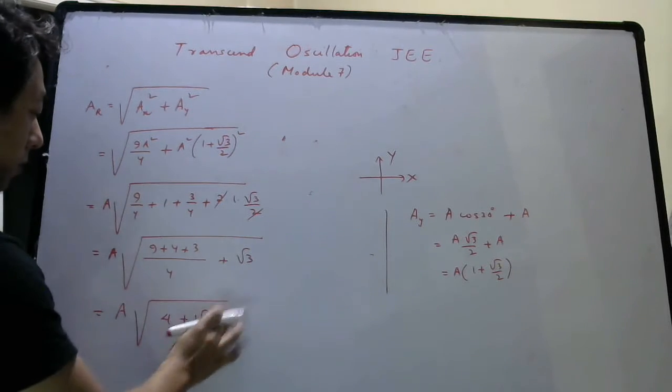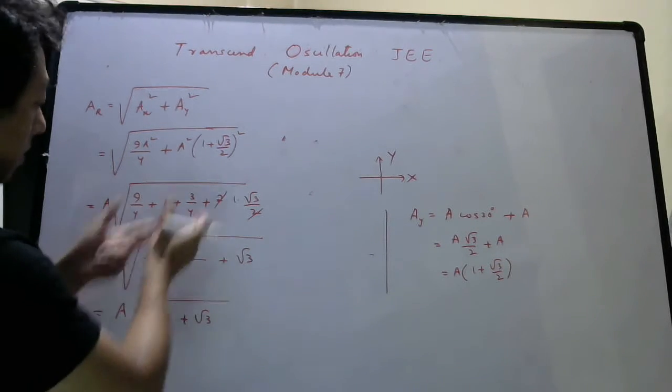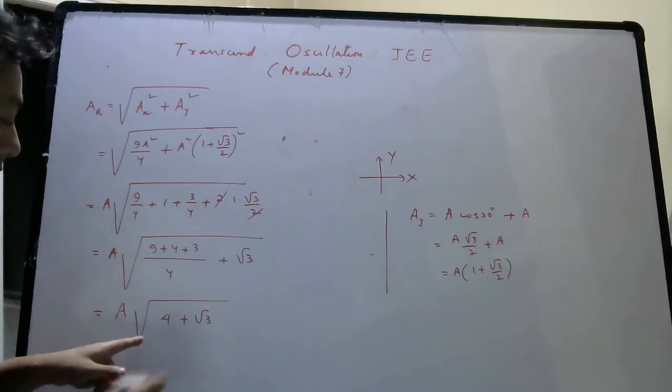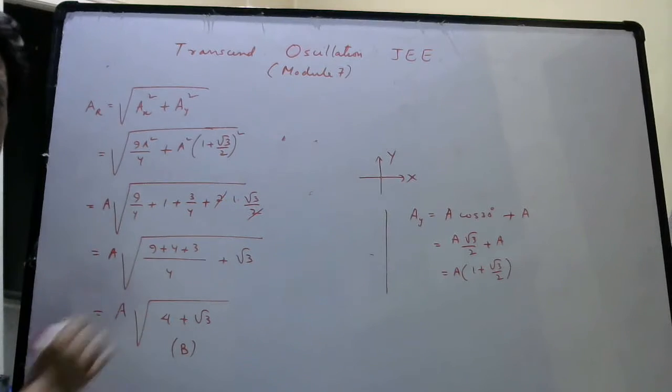So in such questions where the mathematics, the arithmetic, is not that simple, you have to keep checking with the options, okay. So this is option B, right.